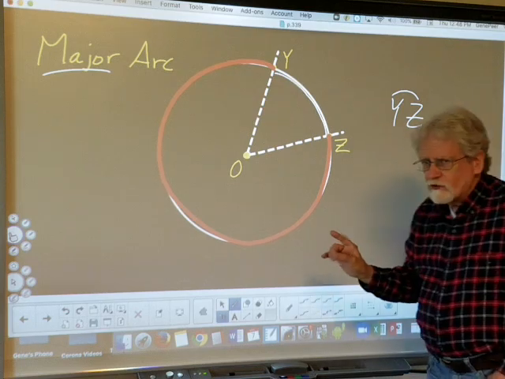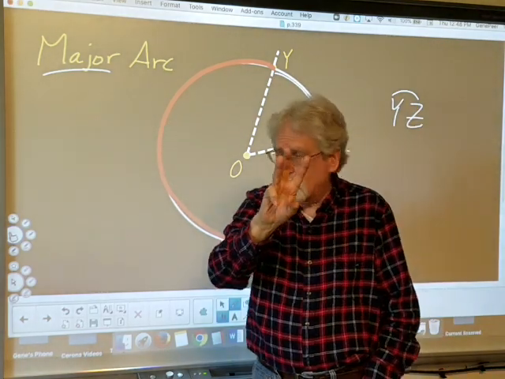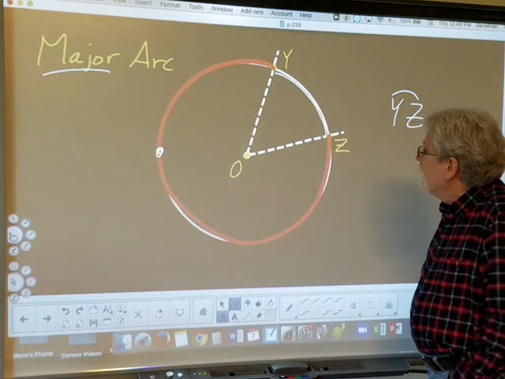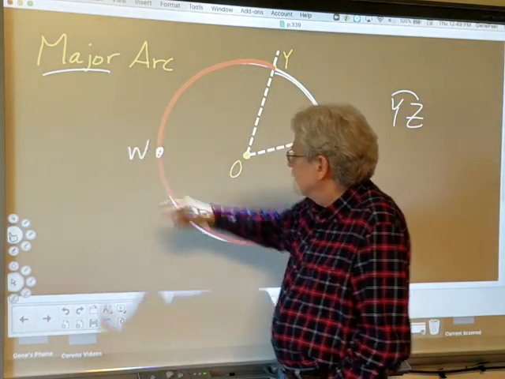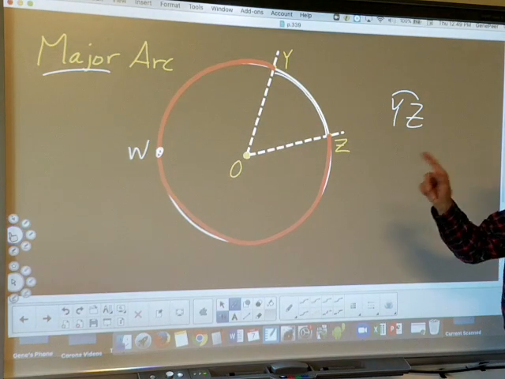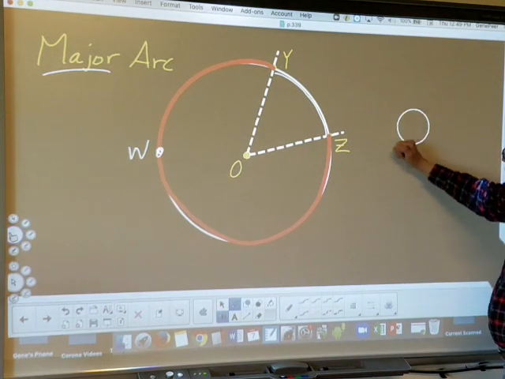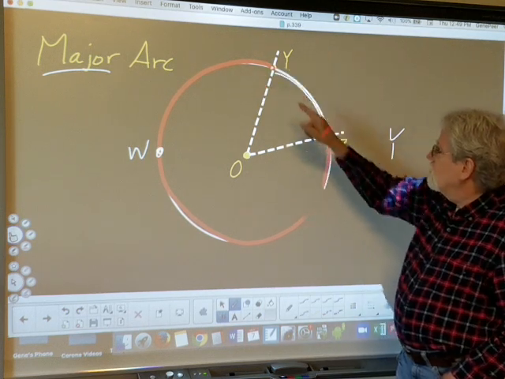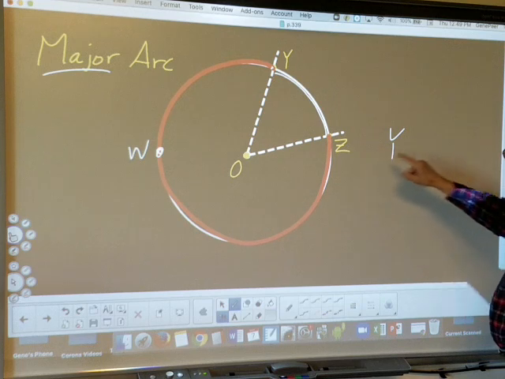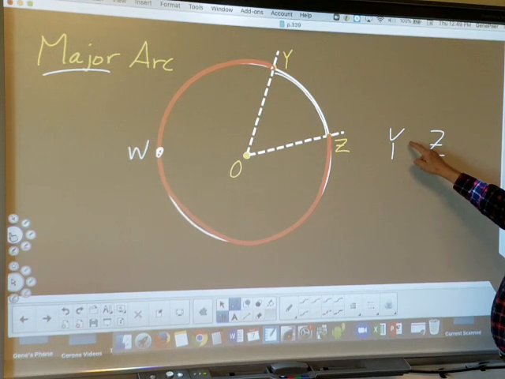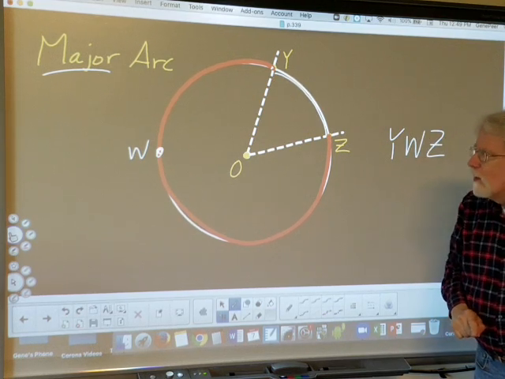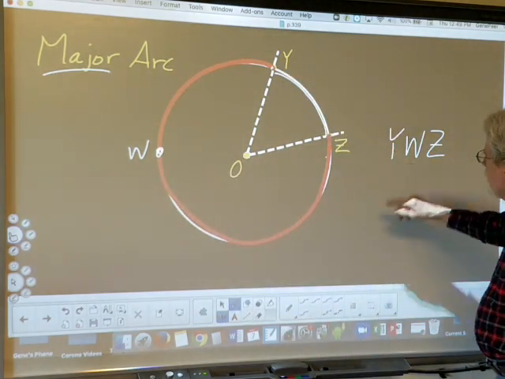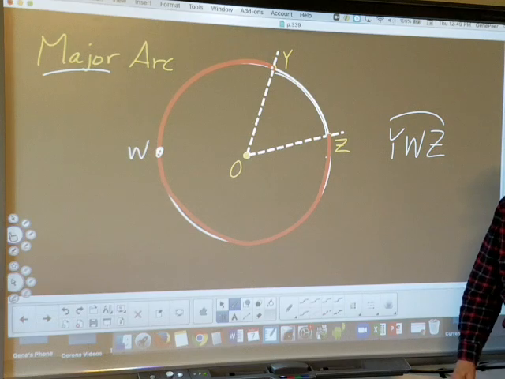Well, to name a major arc, we have to have three points. We need another point over here someplace, any old place, doesn't matter where, and let's call it W. Now, to name the major arc, we would call it arc YWZ. Notice we start with one endpoint here, we end with the other endpoint here, and in the middle we put a point that tells us that we're on this side, not this side. So that's how you name a major arc.